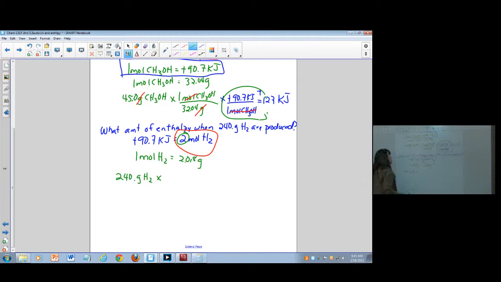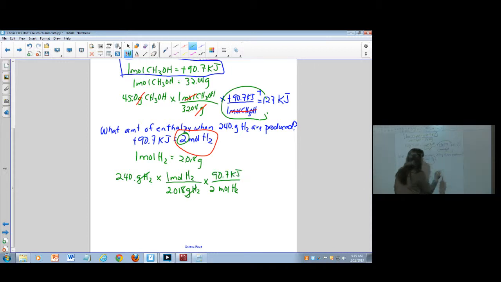Like always, you can't do anything in grams, so we're going to transfer that to a mole, and that's divided by 2.018 grams. And now we want to use this heat to mole ratio, and I need to get rid of moles of H2. Okay, so I've gotten rid of the grams, and now I need to get rid of moles of H2, but I can't just write 1 mole of H2 because there's 2 moles of H2 produced in this reaction and 90.7 kilojoules of heat.